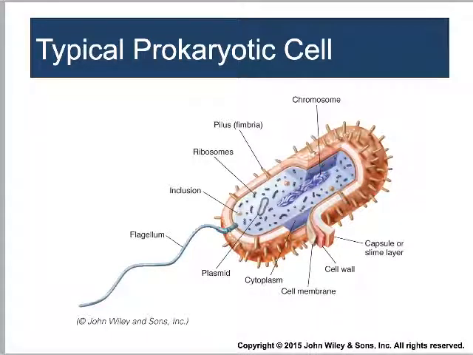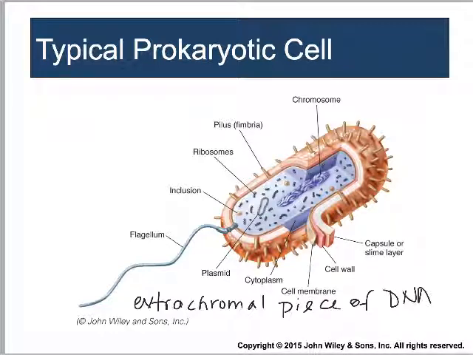And then here's a plasmid. A plasmid is just a circular piece of DNA. It's extra chromosomal. So let's write that on here. Plasmid: an extra chromosomal piece of DNA. It can reproduce by itself, and it can replicate and make proteins.